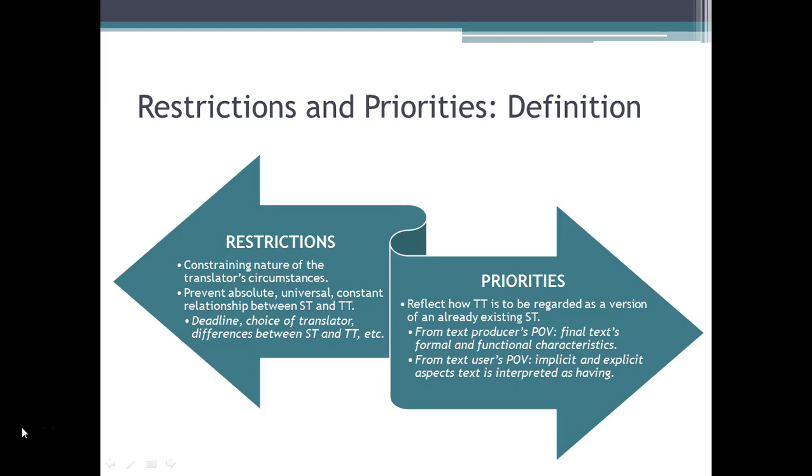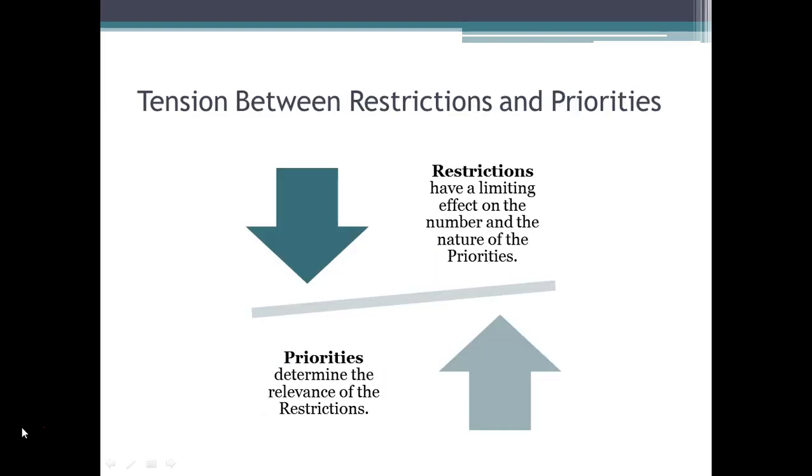Priorities reflect how the target text is to be regarded as a version of an already existing source text. From the point of view of the text producer, it is the final text's formal and functional characteristics. From the point of view of the text user, the implicit and explicit aspects the text is interpreted as having.